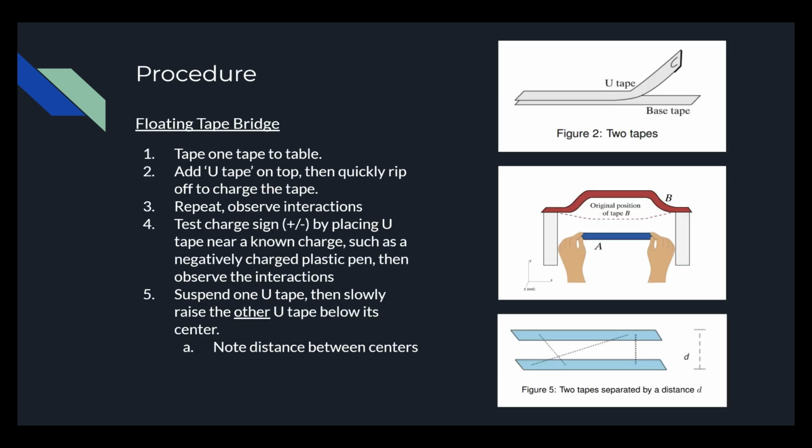So the procedure: first you're going to tape one tape to a table, and then you're going to put another one, this U-tape, on top. You're going to rip it off. It's going to be charged. You're going to do that again. You're going to put them near each other, and then you're going to put them near a plastic pen that you can rub on some fabric or rub through your hair.